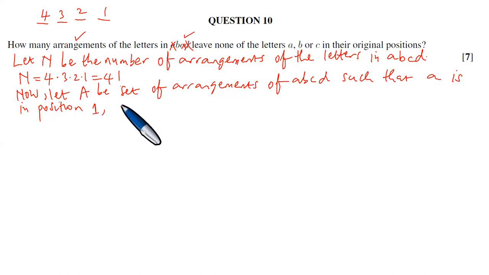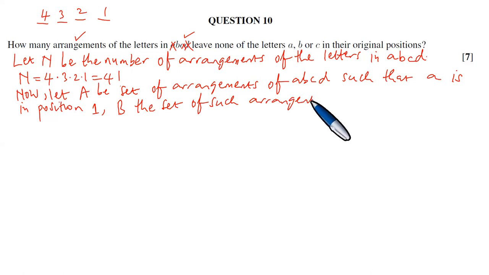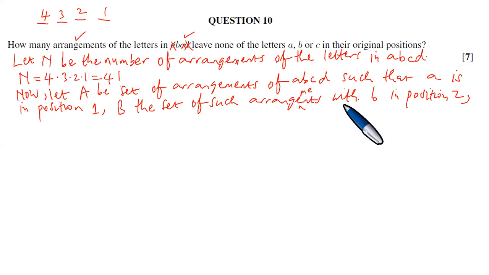Okay, that's A. We have another set B, which is the set of such arrangements with B in position two. So in other words, we have A in position one, that is the set A, and there is the set B of arrangements with B in position two.